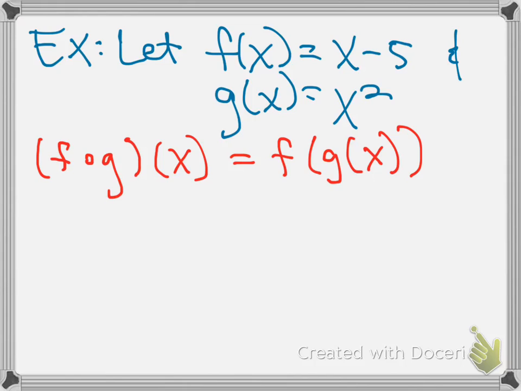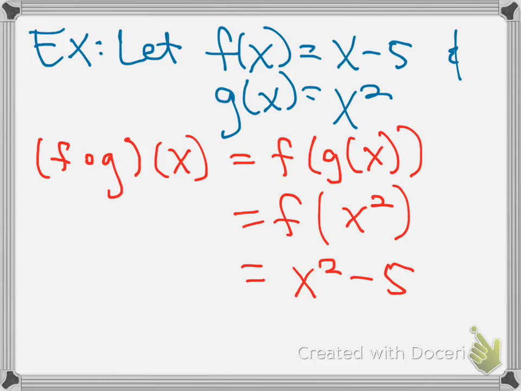Okay, so if we want to evaluate f of g of x, in this case that means we're plugging g of x in first, so g of x is x squared. And then for f of x, wherever I see an x, I'm going to plug in x squared instead. So that means that our composition f of g of x is x squared minus 5.